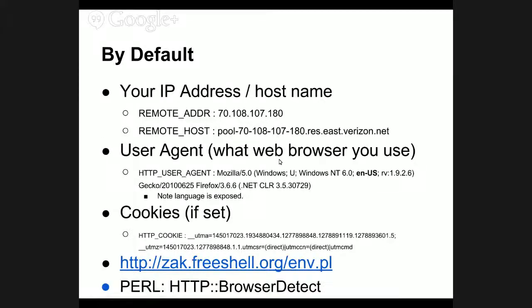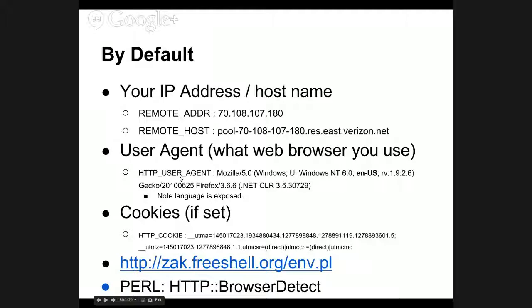So we'll first talk about what we get by default. If you're going to connect to a web server via HTTP, the web server knows your remote IP address. It can know your remote host if it's set up and configured to resolve that information. In some cases, web servers don't do that because that is a slight time delay.